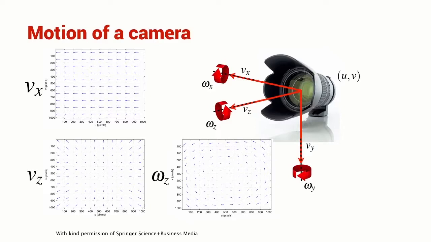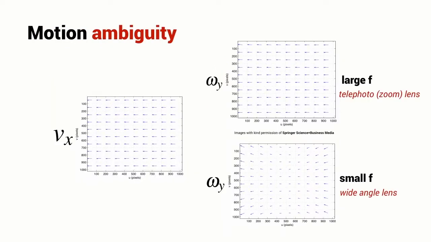And here we can see the patterns of motion, which are referred to as optical flow, due to velocity in the x direction, velocity in the z direction, or rotational velocity around the z axis. The patterns are fairly distinct, but some of them are a little bit similar, and in particular velocity in the x direction is quite similar to the pattern of motion induced by rotation around the y-axis. They look quite similar, but the amount of similarity actually depends on the focal length of the lens.